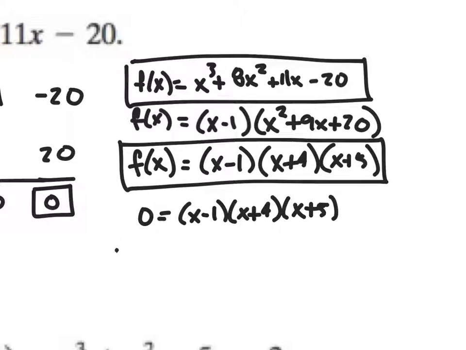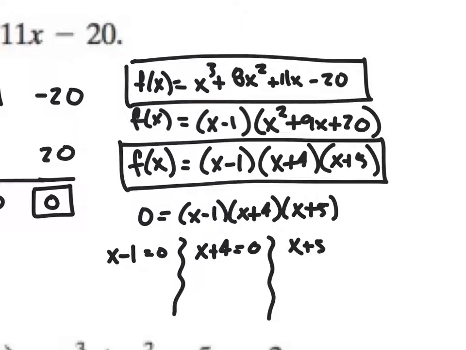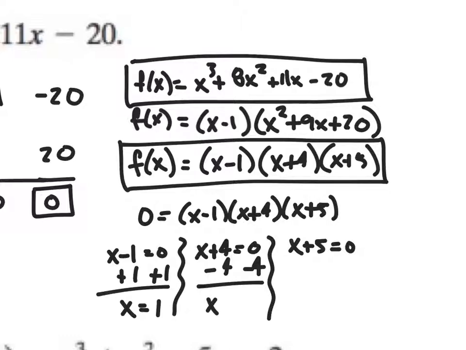I'm going to set each of my factors equal to 0. X minus 1 equals 0, x plus 4 equals 0, x plus 5 is equal to 0. So I'm going to add 1 to both sides, so I get that x is equal to positive 1. I'm going to subtract 4 from both sides, so I get x is equal to negative 4. Subtract 5 from both sides, and so I get that x is equal to negative 5.